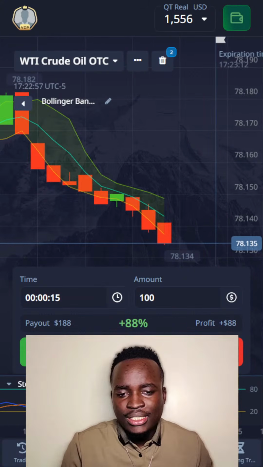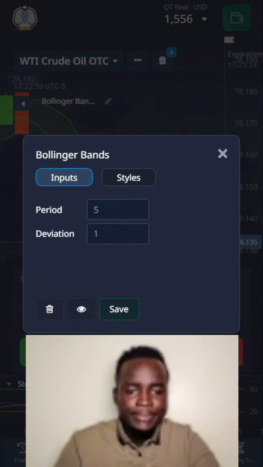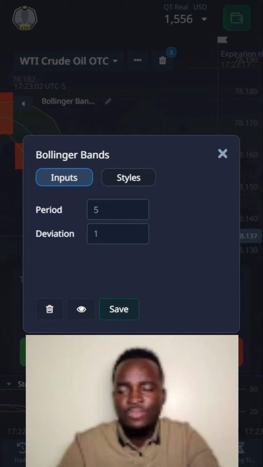The Bollinger Band settings are all at default. If you look at that, we're having a period of 5 and a deviation of 1. So they're all at default.